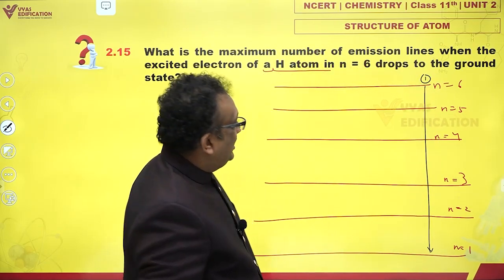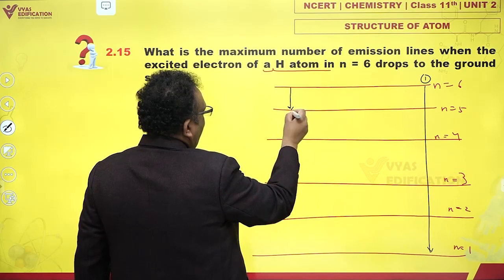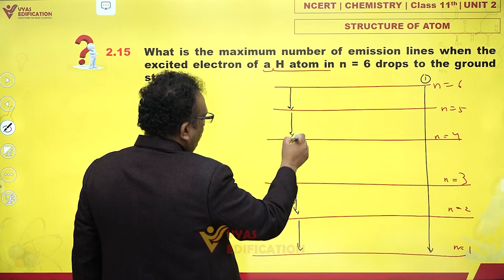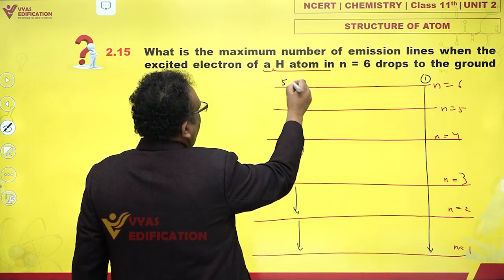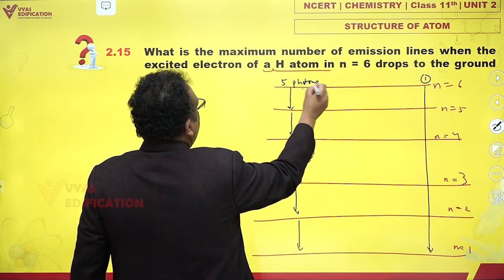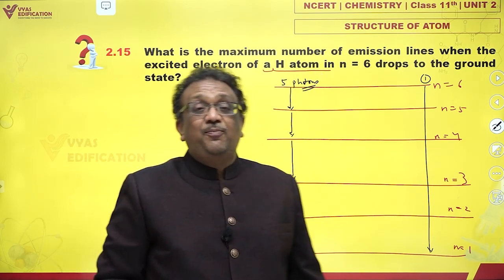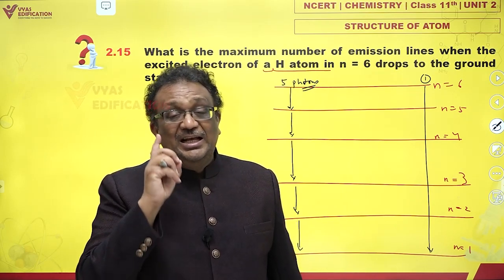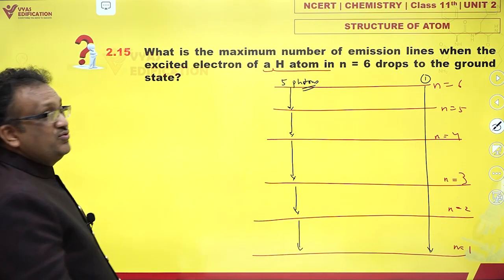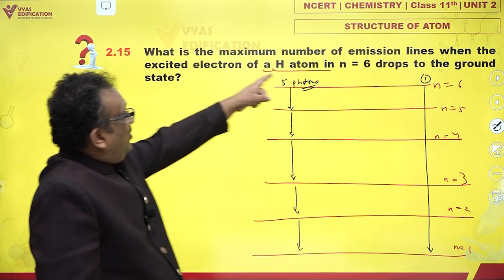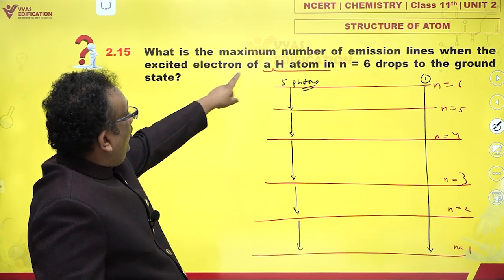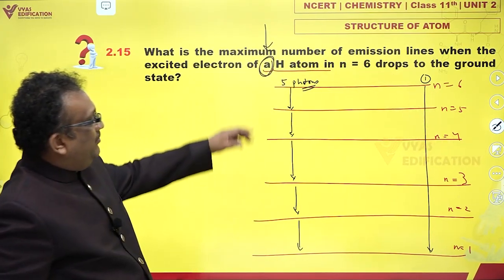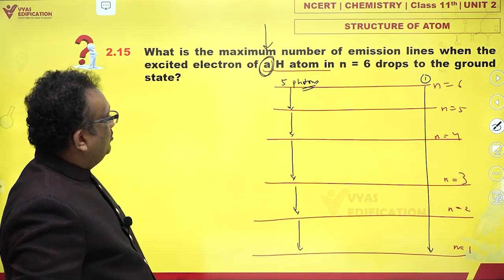No. The maximum would be 6 to 5, 5 to 4, 4 to 3, 3 to 2, 2 to 1. So 1, 2, 3, 4, 5. So 5 photons, if they are emitted, that is the maximum possible number of emission lines you might possibly observe. I am talking about a single hydrogen atom because that is what has been asked. So what is the maximum number of emission lines when the excited electron of, this is the keyword here, of a hydrogen atom in n equal to 6 drops to the ground state?